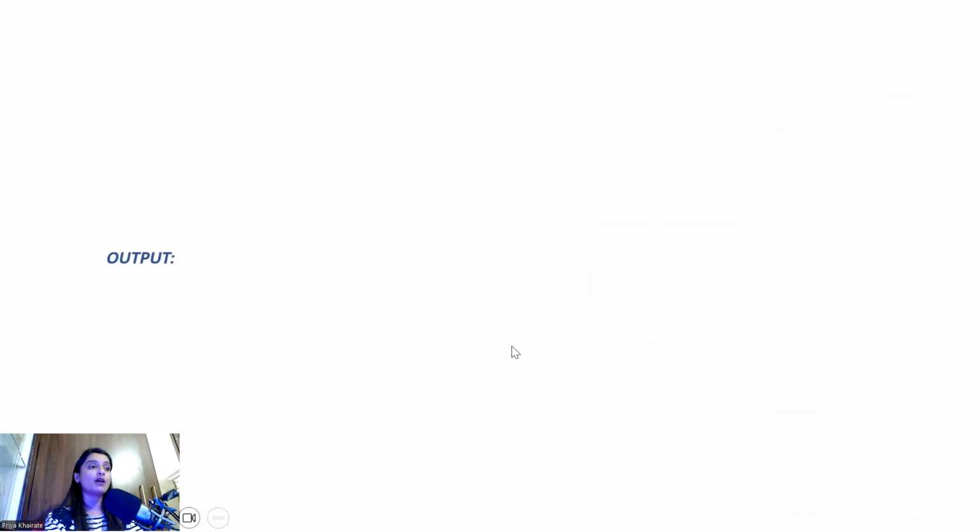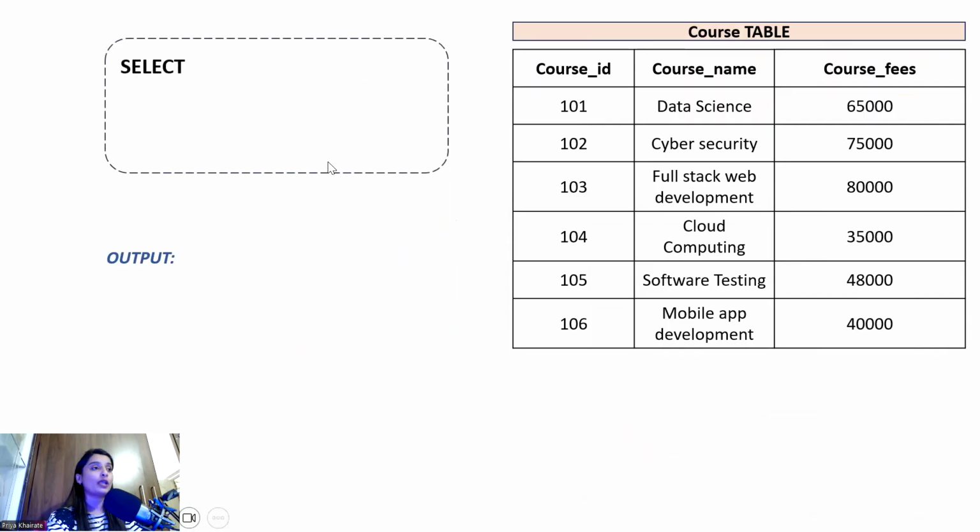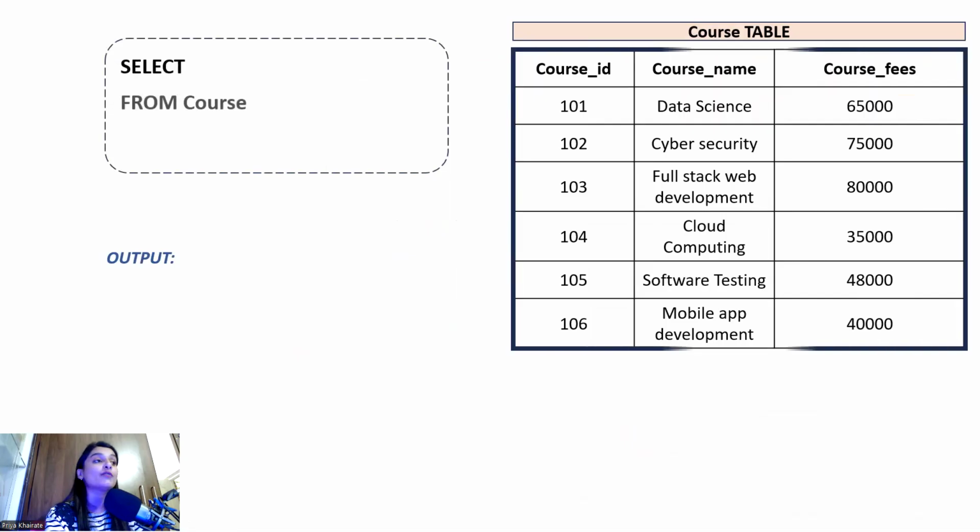One more example I will take. Let's say this is the course table. In that we have a course ID, course name, course fees. Okay. So we will write one simple query over here. What is the query? I am telling select. Okay. What to select? From which table? From course table. Okay. Should I select all rows? No, no, no. Where condition is there?